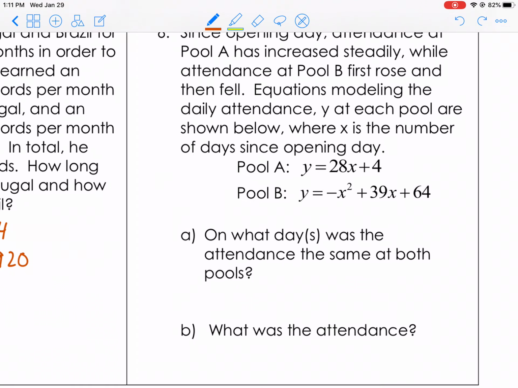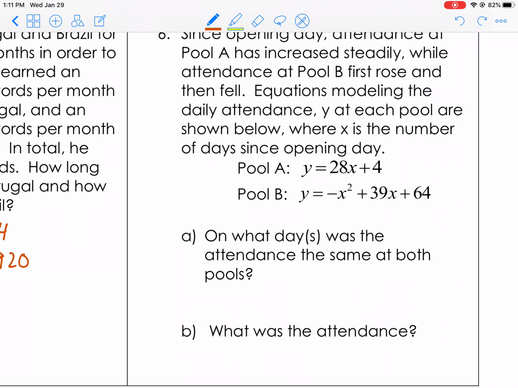Okay, over here they're handing you the equations. X is the number of days since opening day. So on what day was the attendance the same at both pools? That's where we're going to put our X answer. And then what was the attendance? That's if we plug in X, what would Y be?